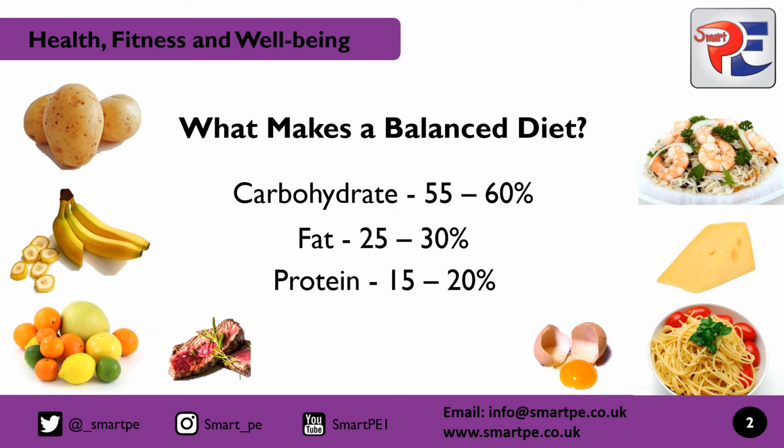So for example, if I was a sprinter or a weightlifter, then I'm going to be eating more protein than 15 to 20%. If I am an endurance athlete, let's say a triathlete for example, I'm going to be eating more than 55 to 60% carbohydrate. So these numbers will fluctuate and change depending upon the sport or position that you play.